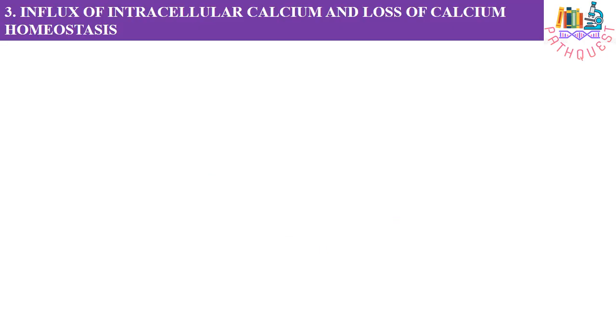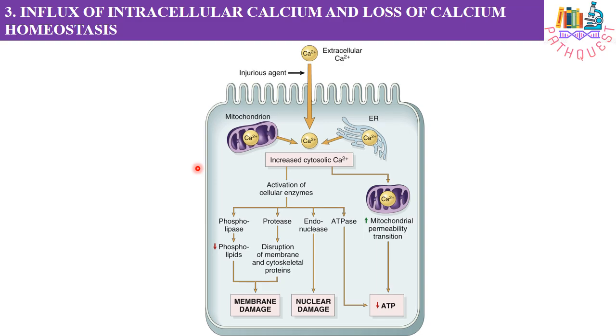The next mechanism of cell injury is accumulation of intracellular calcium and loss of calcium homeostasis. Accumulation of intracellular calcium occurs by the effect of an injurious agent on the cell membrane, resulting in loss of calcium homeostasis. This results in excessive intracellular calcium accumulation, and damage to the mitochondria and endoplasmic reticulum will further release calcium, resulting in excessive cytosolic calcium.